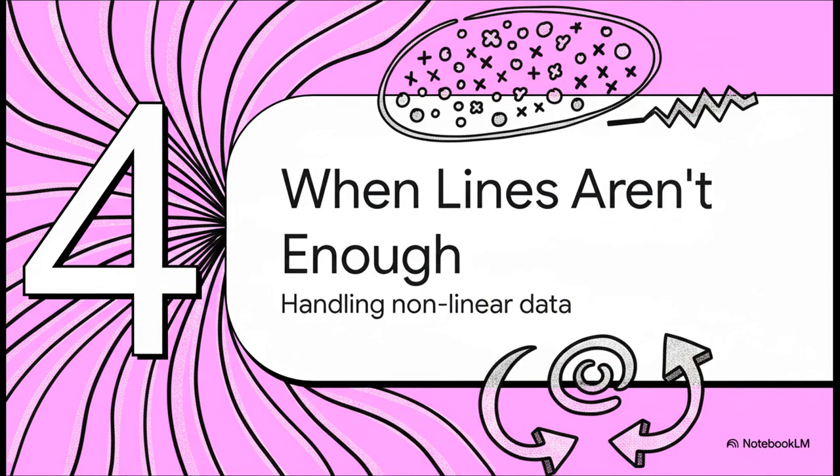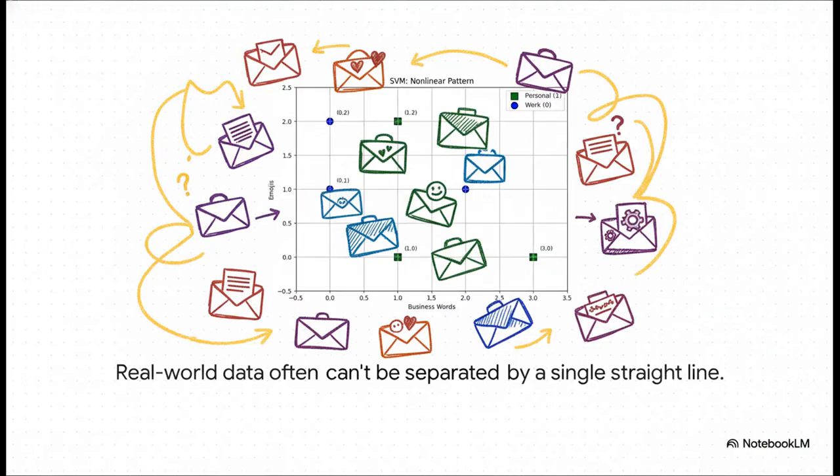Okay, so all of this is fantastic when your data can be split by a straight line. But, you know, the real world is messy. What happens when a simple straight line just isn't going to work? Whoa, look at this. The data's all different now. Suddenly, our personal emails are this little island in the middle of a sea of work emails. Go ahead, try to draw a straight line to separate them. You can't. It's impossible. This, my friends, is a nonlinear problem.